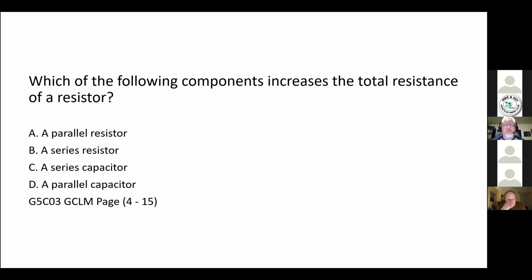Which of the following components increases the total resistance of a resistor? A, a parallel resistor. B, a series resistor. C, a series capacitor. Or D, a parallel capacitor. Bravo. To increase the total resistance is a series resistor. Although a series capacitor would affect it too, we've got to say. But still, it's Bravo.